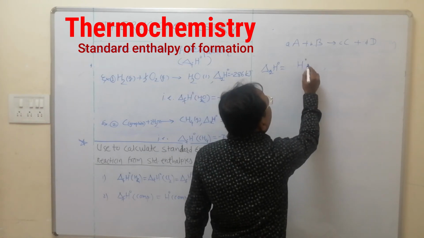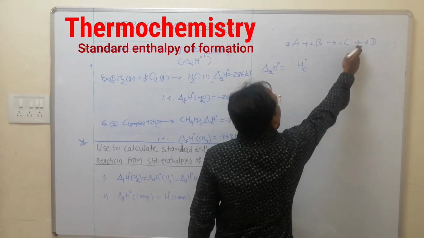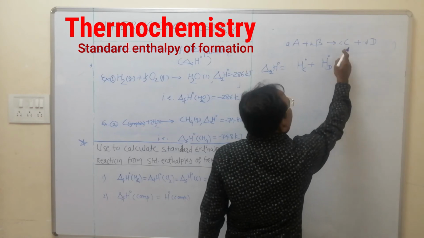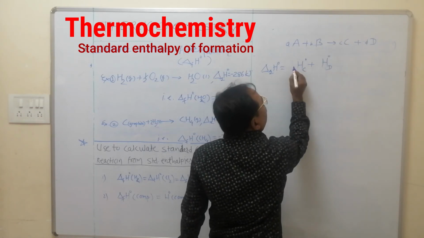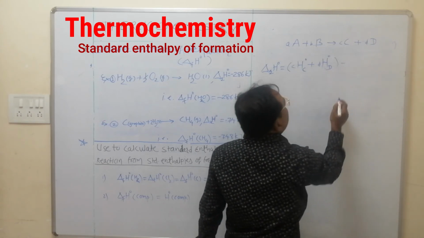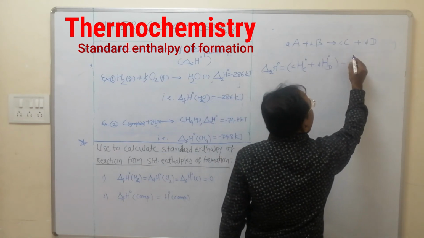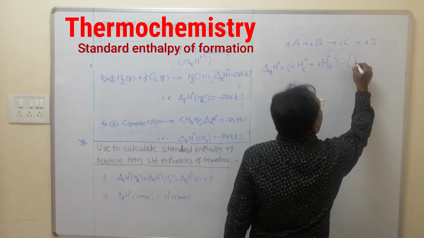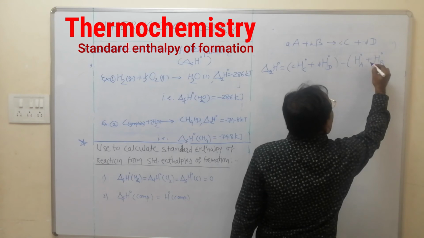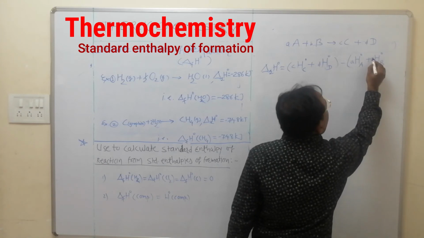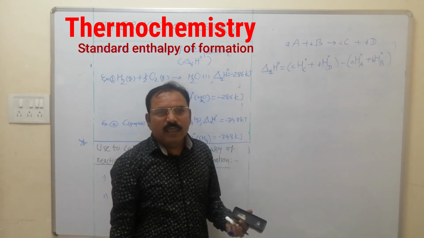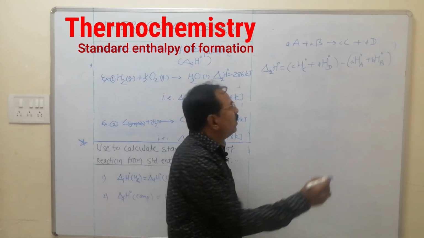The standard enthalpy of this C products plus standard enthalpy of this D products with coefficients of this C product is right here C, D product is right here D, in one bracket, minus the standard enthalpies of these reactants in another bracket, with coefficients A and these coefficients B. This equation also can be written as in the form of enthalpy of formation.